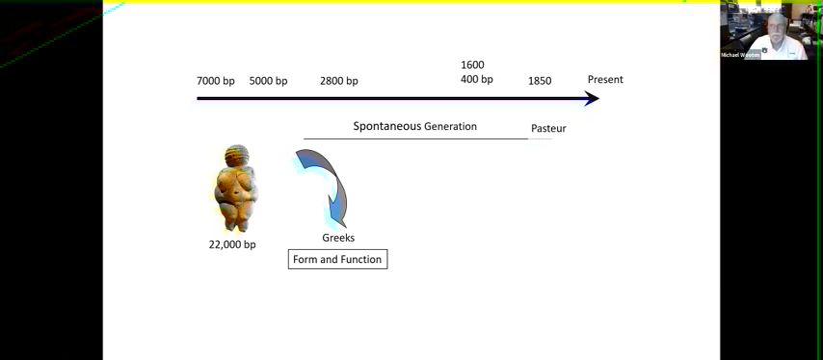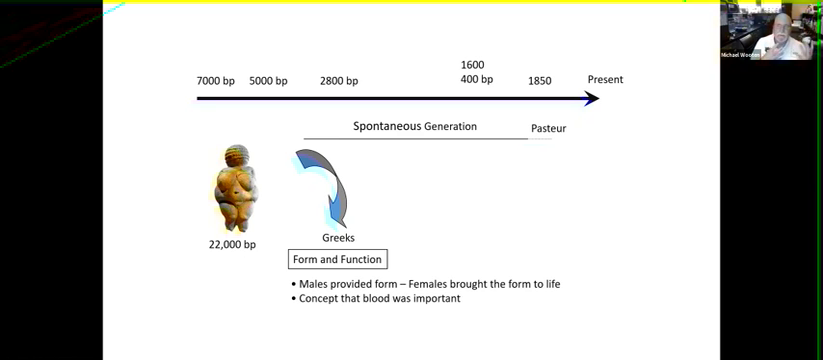But of course, they were thinking of it in terms of human anatomy and human systems. The Greeks had the idea that males provided the form, okay? So this product that was being introduced was actually the full individual. Females simply brought the form to life. Okay? The concept of blood was important. This was the idea that we had blood, things flowing around in our blood, venous system and arterial system, collecting in the reproductive organs, and somehow this played an important part.